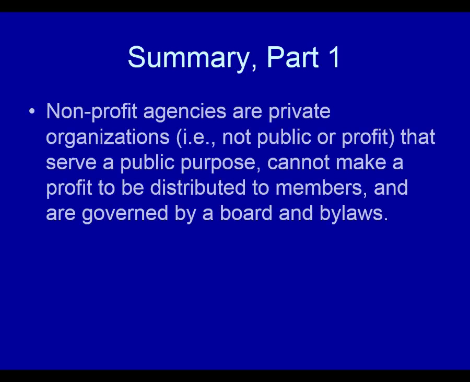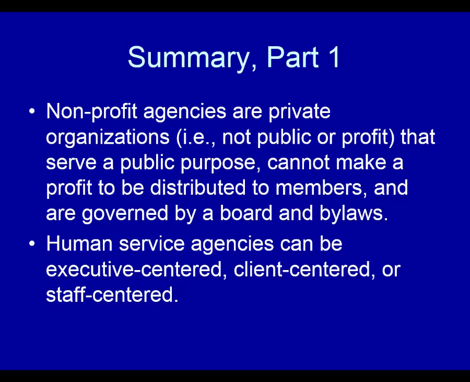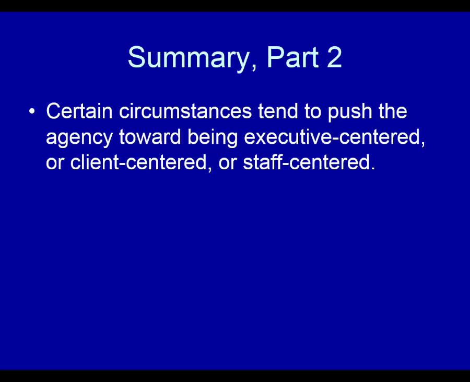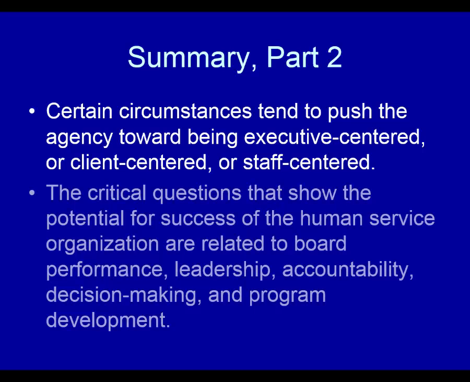Okay, let's do a quick summary. First, nonprofit agencies are private organizations, not public, that serve a public purpose, cannot make a profit to be distributed to members, and are governed by a board and by bylaws. Human service agencies can be executive-centered, client-centered, or staff-centered. Client-centered is the better one. Continuing our summary, certain circumstances tend to push the agency toward being executive-centered, or client-centered, or staff-centered. So that may help you in understanding why things are the way they are. Next point, the critical questions that show the potential for success of the human service organization are related to board performance, leadership, accountability, decision-making, and program development. That's the end of the presentation. I hope this helps.